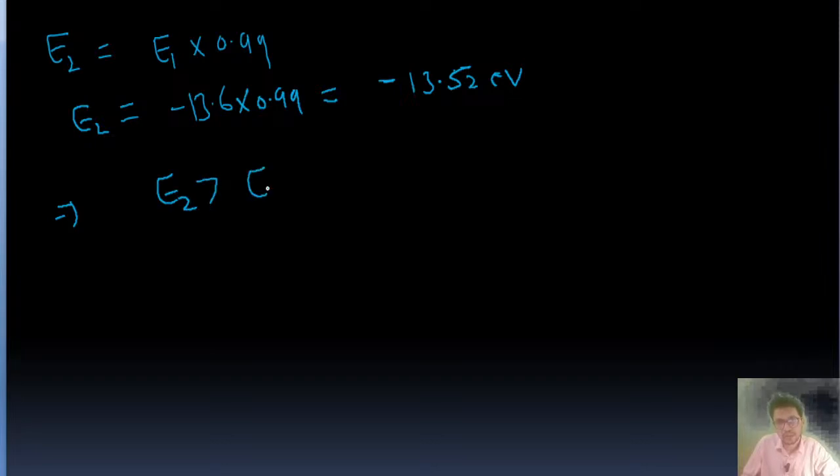13.52 electron volt means E2 is greater than E1, right? Because the E1 value is minus 13.6 and this is minus 13.52. It is in negative, so the less value will be higher. So E2 is greater than E1.